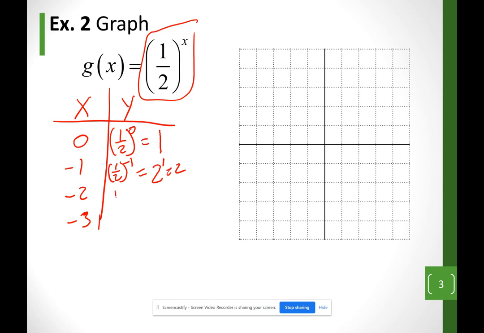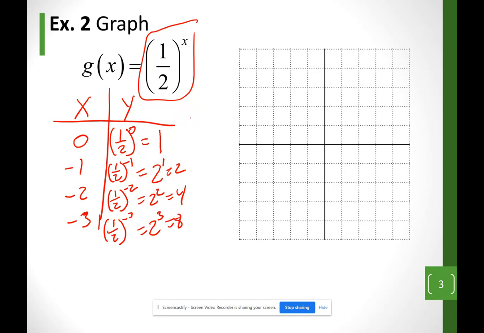Now 1/2 to the negative 2, I'm looking at that as 2 to the second power, which is better known as 4. Once again, my negative undoes my fraction because it does the reciprocal, right? The reciprocal of 1/2 is 2 over 1, not a fraction anymore. Now 1/2 to the -3, I'm thinking of this as 2 to the third, so I get 8.